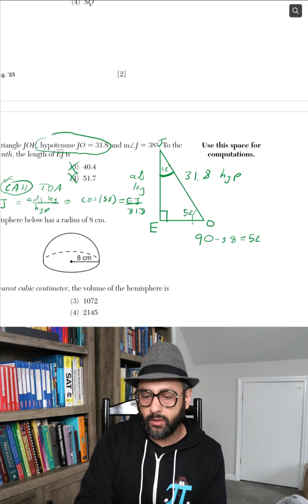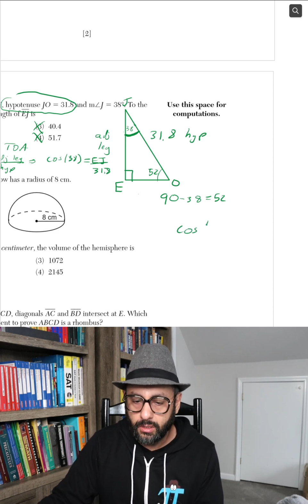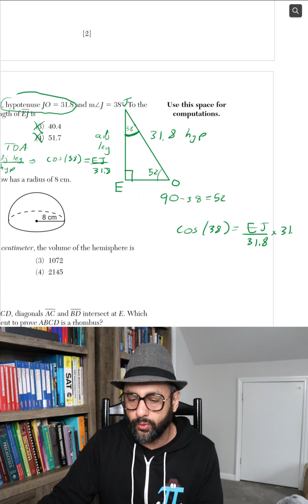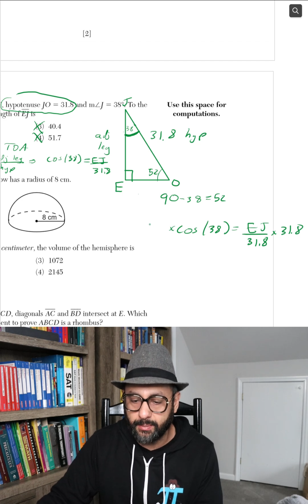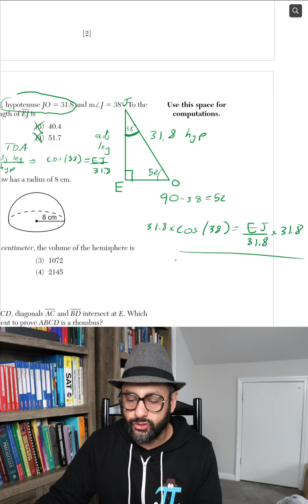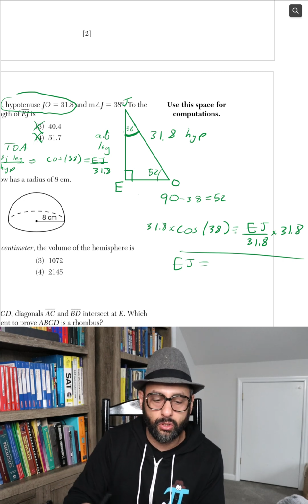Let's go to over here so we have a little bit more space to write. So we had, again, cos 38 is equal to EJ over 31.8. And to solve for EJ, we could multiply by 31.8. If you want to cross multiply, you could do that too, but I'm going to multiply by 31.8. And I get that EJ is equal to 31.8 times cos 38.